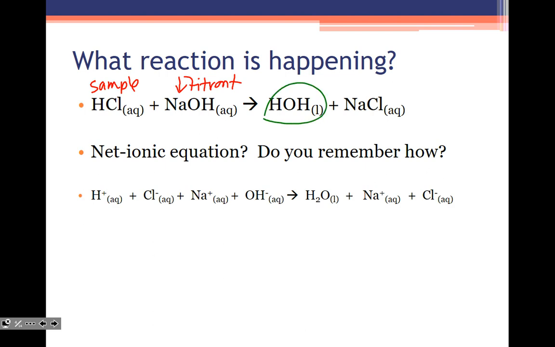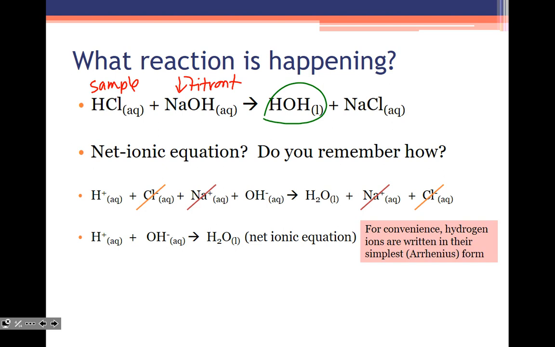This is just what's going on behind the scenes to cause this titration curve. You take out your spectator ions and you get this net reaction, okay? That's what we're actually looking at. For convenience, hydrogen ions are written in their simplest Arrhenius form, but you can put hydronium ions, that's fine.